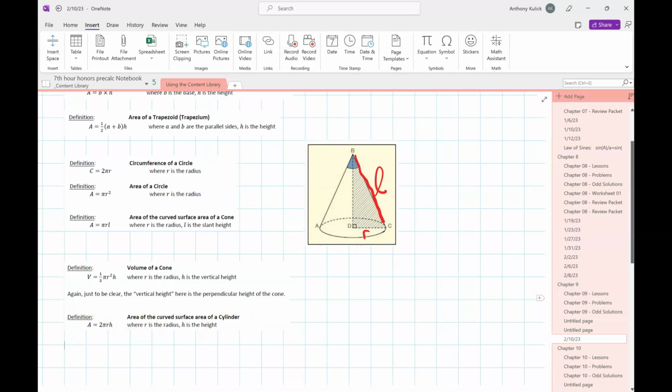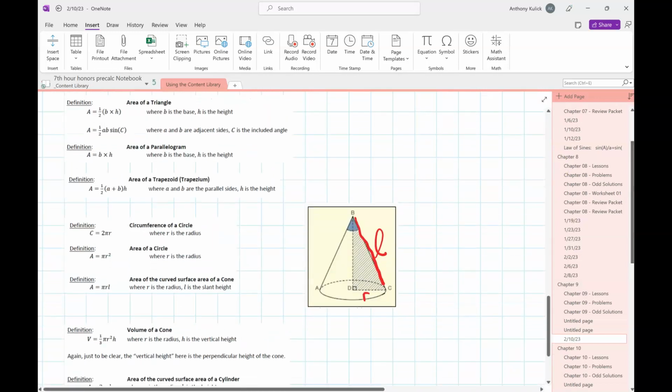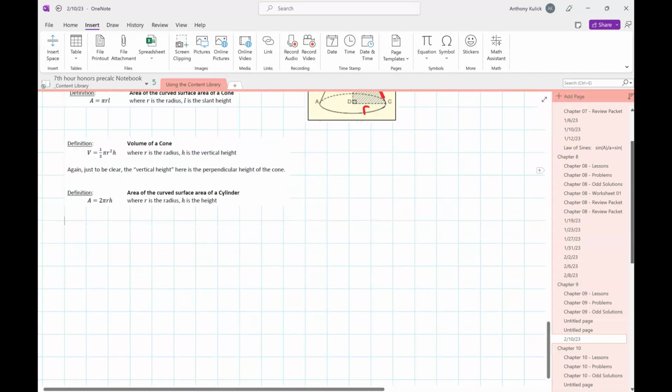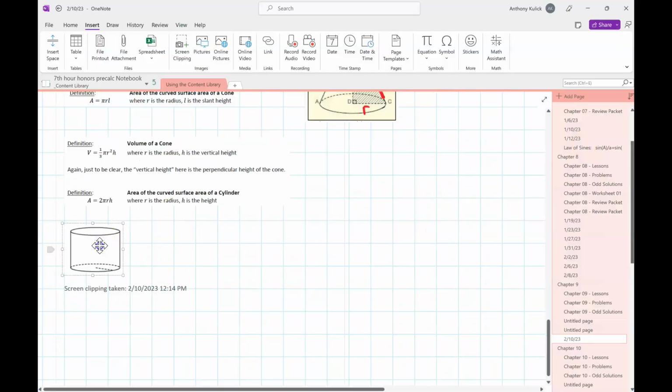So the area for the curved surface of a cylinder, right? What does that mean? It's 2 pi r h. That's not where I want that to go. Okay, fine. Be difficult.